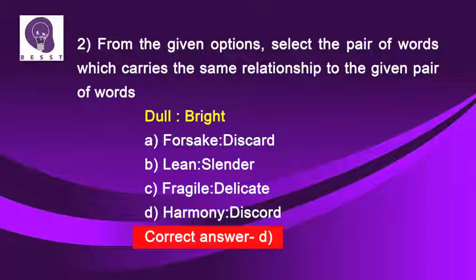Now option number D, we have harmony is to discord. Harmony means peace. Discord is conflict. So these two words are opposite of each other. Therefore, they are antonyms and it has the similar relationship to the given question, dull is to bright. So our correct answer will be option number D.